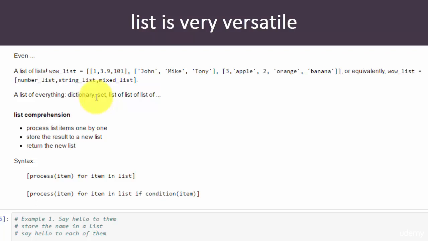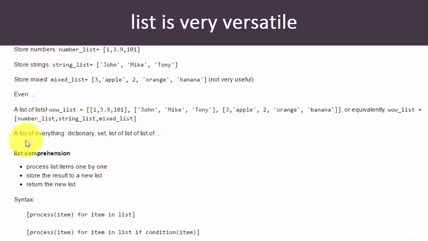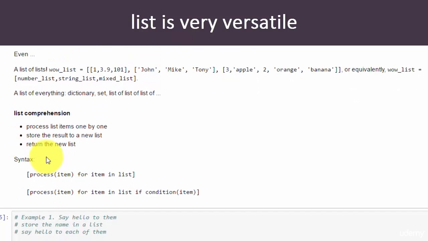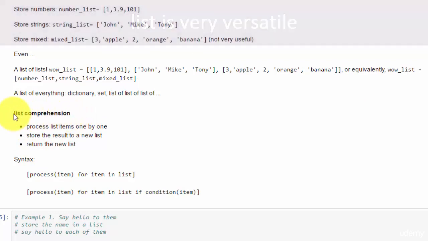The next question will be, what can you do with the list? Well, the most common operation on a list is list comprehension. This is basically an easier and more straightforward way of looping through the elements in a list. So when you are using a list comprehension, you are processing the list items one by one, and you store the result into a new list, and the list comprehension will return the new list as the result.